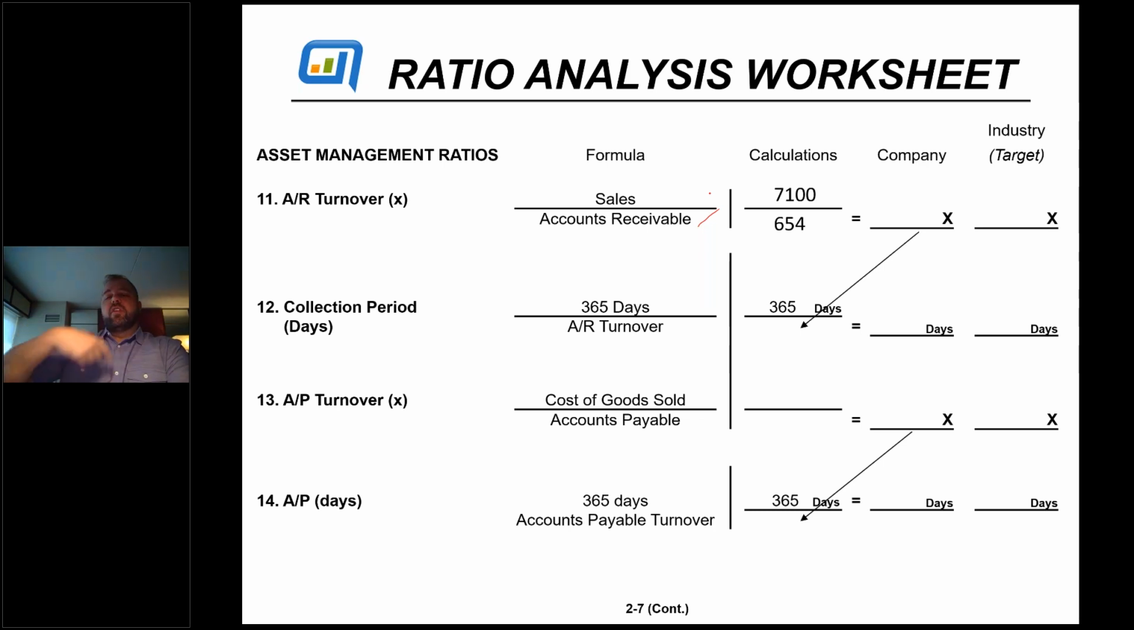That tells me the turnover. How many times per year do I get paid? In this case, it's 11 times per year. Right? I get paid 11 times a year. Is that good or bad? Well, when I compare it to the industry, everyone else gets paid 8 times a year. Well, actually, I'm better than everybody, right? I'd rather get paid 11 times than 8 times.